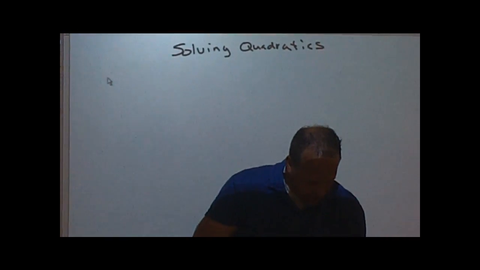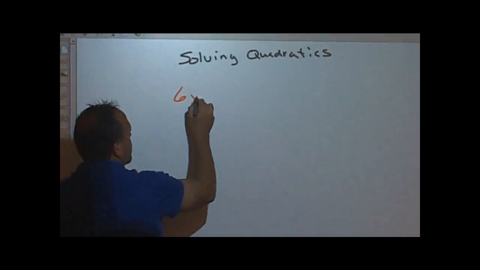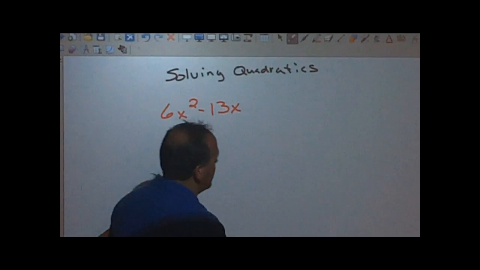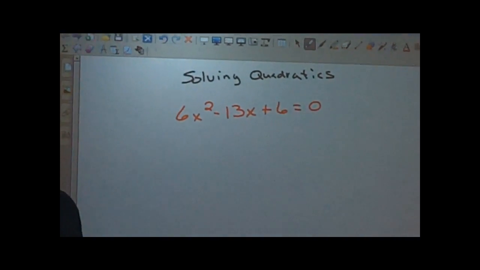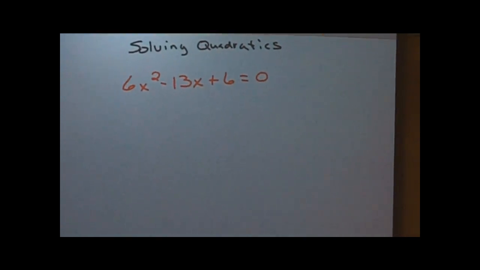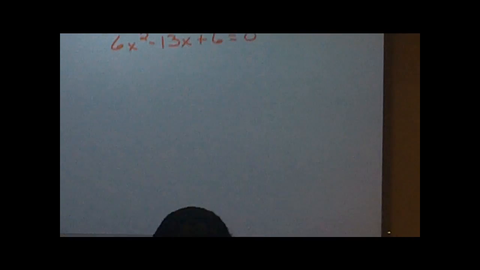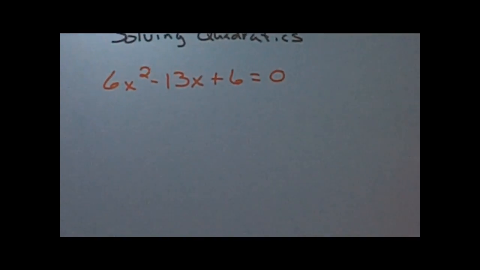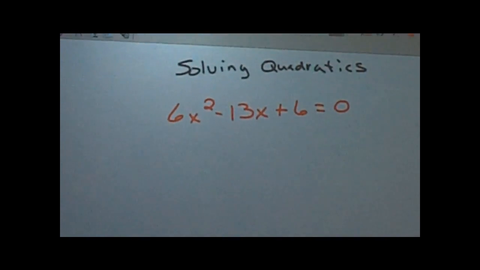Where did that problem go that I did this morning that I liked? Here we go. 6x squared minus 13x plus 6 equals 0. What should I do first here? You could multiply by 6, and you get the same answer, but it might be a little more difficult because 6 times 6 is 36. Okay, I was thinking of a different problem.